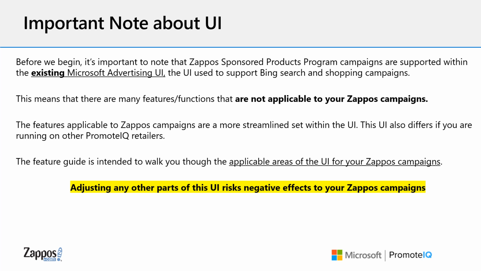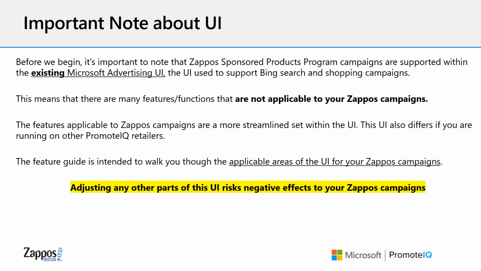Before we begin, it's incredibly important to note that Zappos Sponsored Products Program campaigns are supported within the existing Microsoft Advertising UI, the UI used to support Bing search and shopping campaigns. This means that there are many features and functions that are not applicable to your Zappos campaigns. The features applicable to Zappos campaigns are a more streamlined set within the UI.